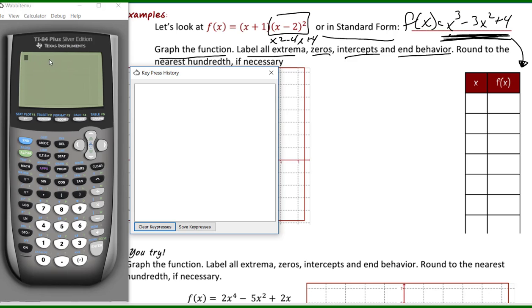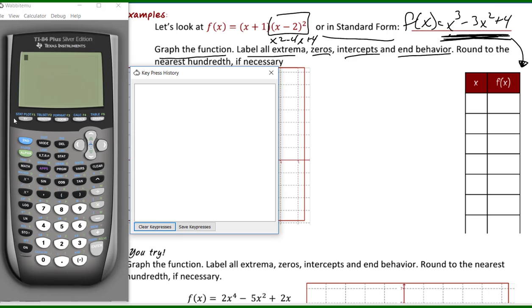It'll pop up, but it'll also show you. If you're having trouble keeping along, this key press history will show you what I'm actually pressing. So if I press 4 plus 6, that's 10, and if I hit enter, that gives me 10 on the calculator. That's what this is going to look like. So let's get to graphing this: x to the third minus 3x squared plus 4, on this calculator.